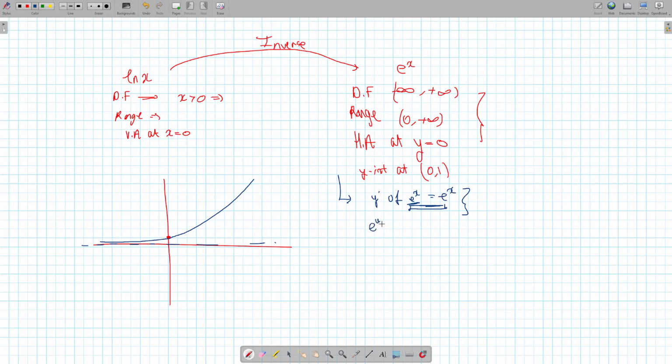If you had e to the power of u, what is it? It's e to the power of u, but whenever we have a u, what do we always do? We multiply by u prime, right?